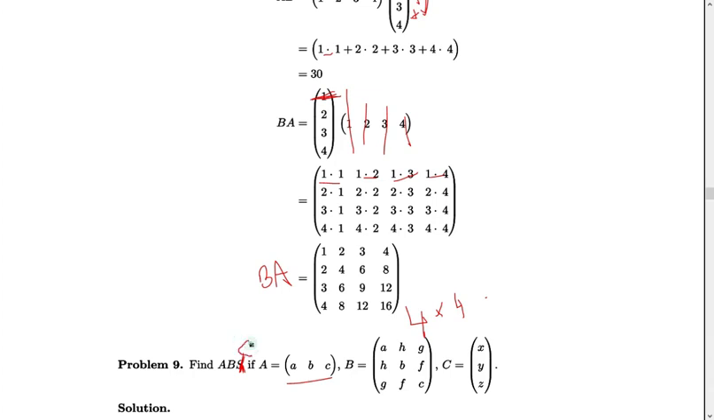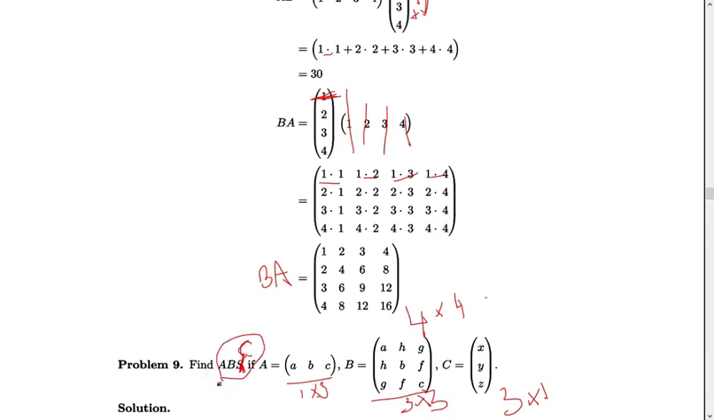Okay, find ABC if A is equal to this matrix and B is equal to this one. What do you know about A? A is 1 by 3, and B is 3 by 3. And what do you know about C? C is equal to 3 by 1.